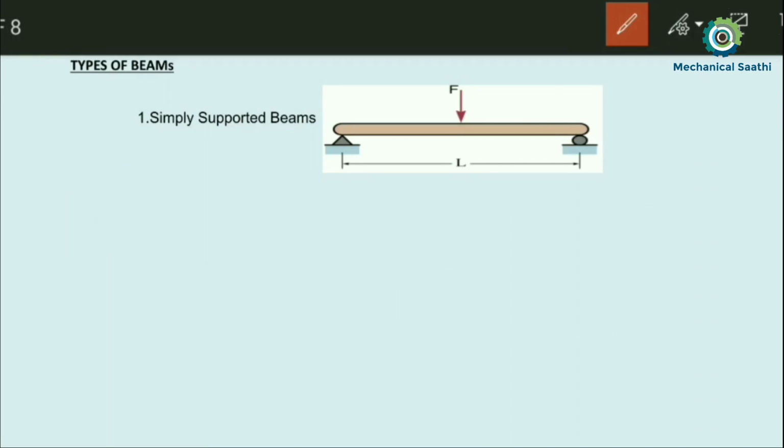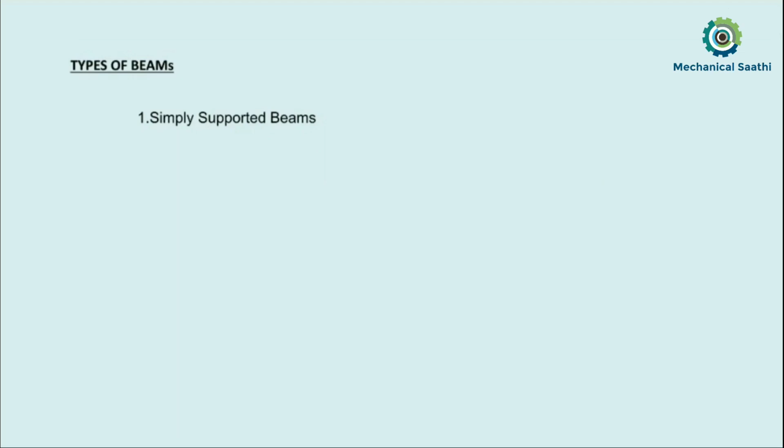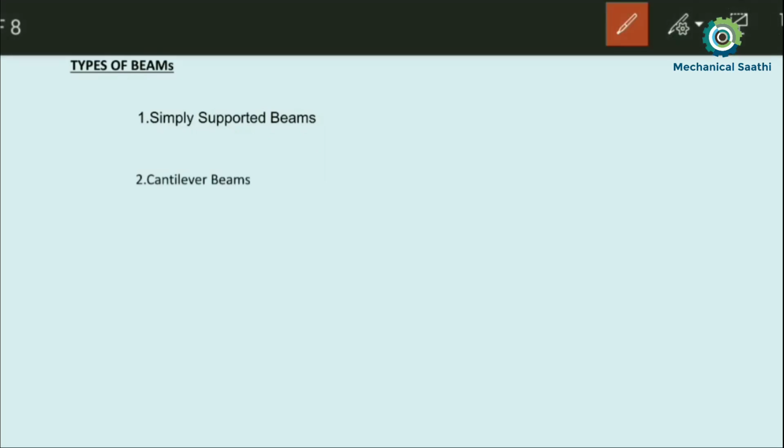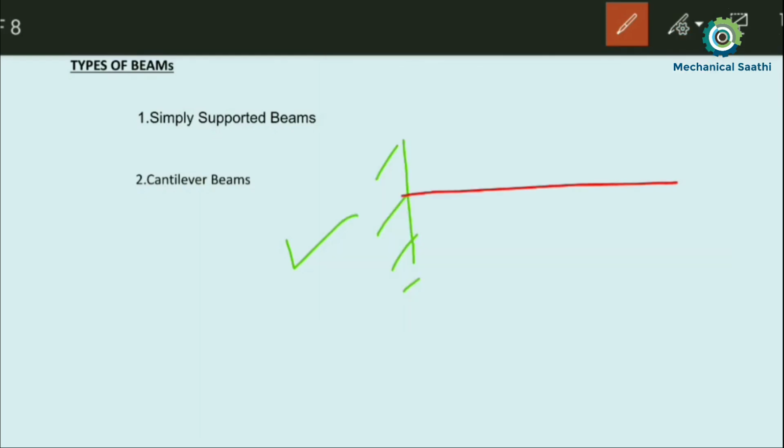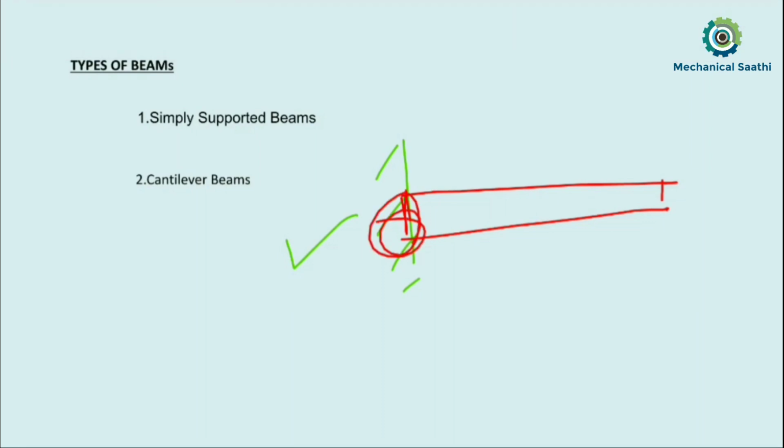This type of beam is called a simply supported beam. Let us move to the next type of beam, that is the cantilever beam. So what is a cantilever beam? Suppose one end of the beam is fixed. Let this be our fixed support, and we are holding this beam over here. One end of this beam is fixed over here, and the other end of the beam is free. That type of beam is called a cantilever beam.